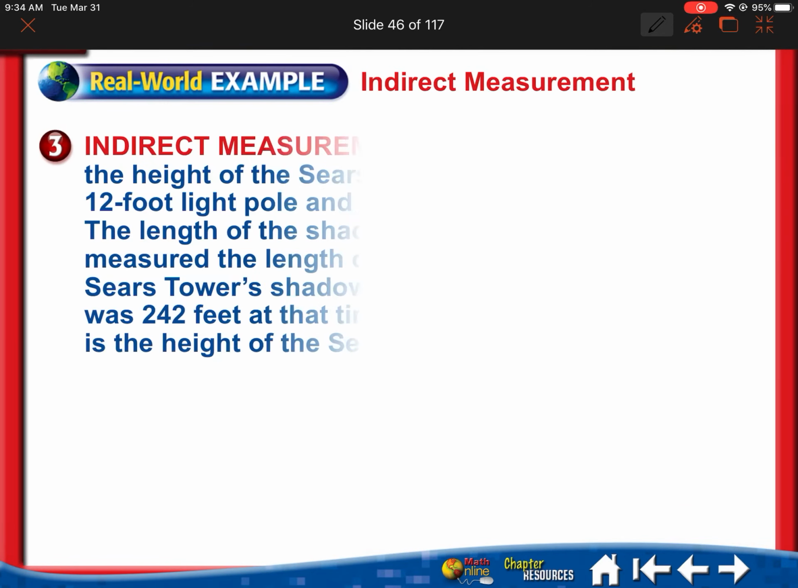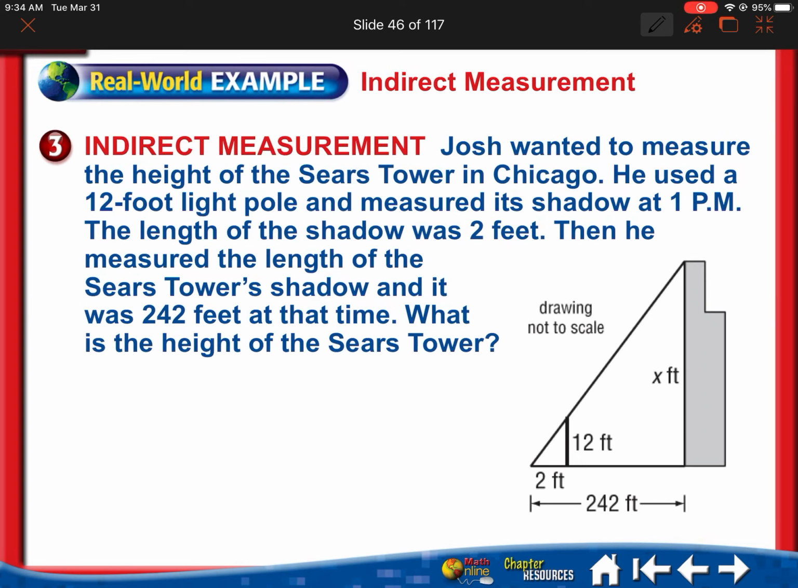All right, so last example. It says, Josh wanted to measure the height of the Sears Tower in Chicago. He used a 12-foot light pole and measured its shadow at 1 p.m. The length of the shadow was 2 feet. Then he measured the length of the Sears Tower shadow, and it was 242 feet at the same time. What is the height of the Sears Tower?